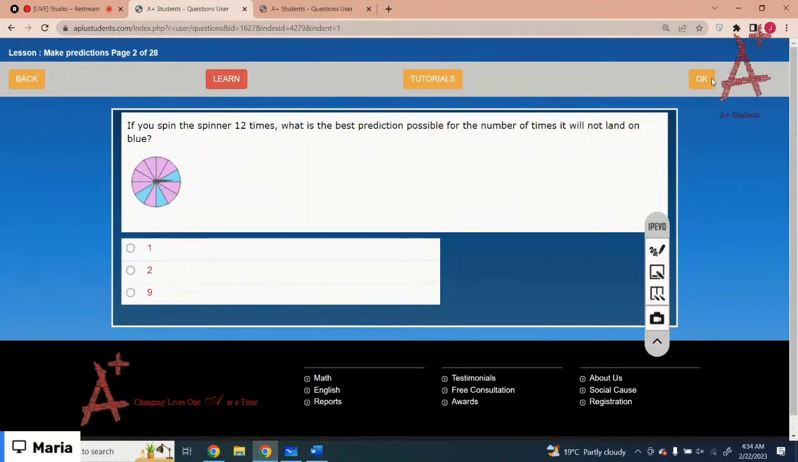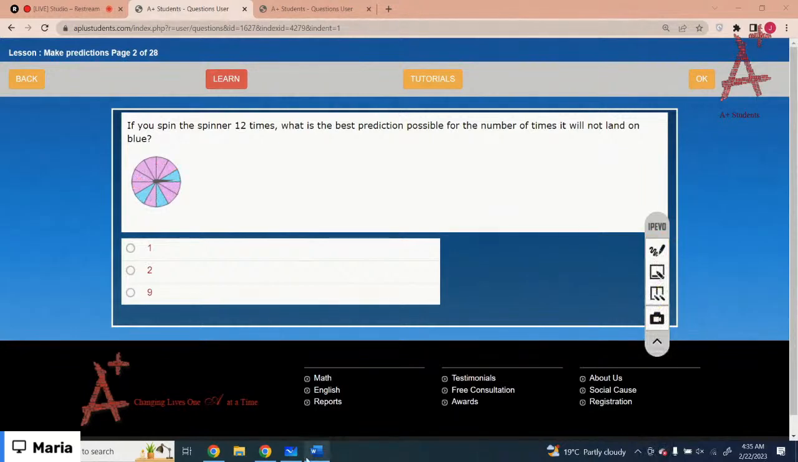Okay, if you spin the spinner 12 times, what is the best prediction possible for the number of times it will not land on blue? You have to calculate the probability of not landing on blue. Got it? Let me just calculate the total pieces: 1, 2, 3, 4, 5, 6, 7, 8, 9, 10, 11, 12. That means the total is 12. First of all, you have to calculate the probability of landing on blue. Blue are 3, so it would be 3 over 12.